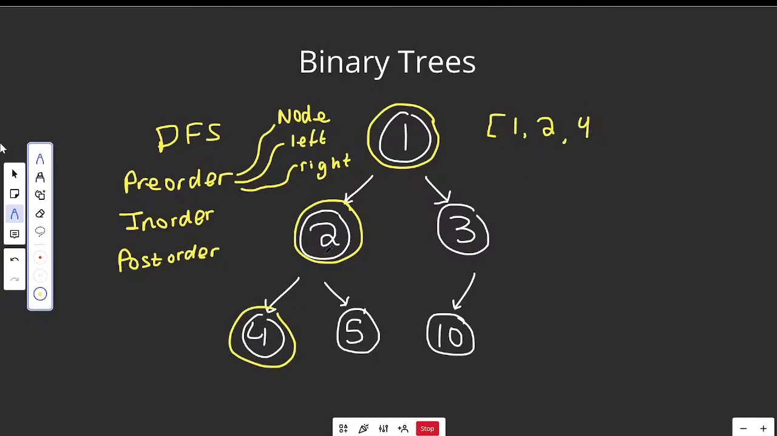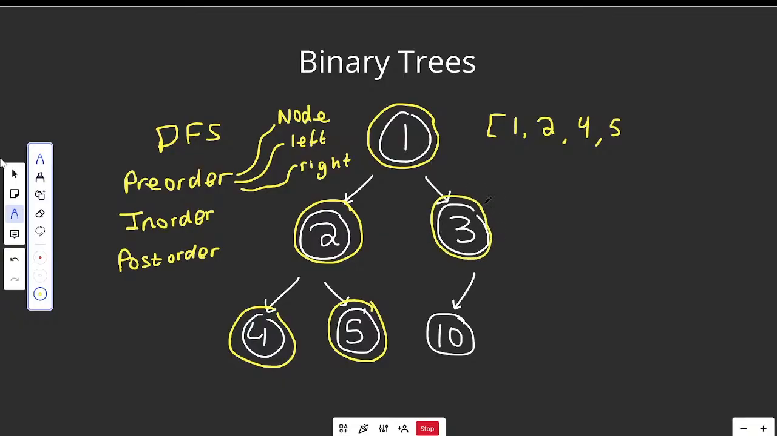We go back up here, and we see its right side because for the 2, we've already processed it. We've already processed its left, and now we need to process its right side. So we processed a 5. We are going to print that. We return back. We return back. Okay, the 1 here, well, it's already processed itself. It's already processed its left. Now it needs to go over to the right side.